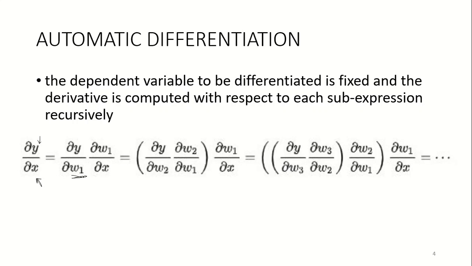It is given like ∂y/∂w1 into ∂w1/∂x. And this w1 can have more components inside it, or it can be a composite function, or it has many inner components. So this term we can again expand like this: ∂y/∂w2 and ∂w2/∂w1. That means y is depending on w2 and w2 is depending on w1.